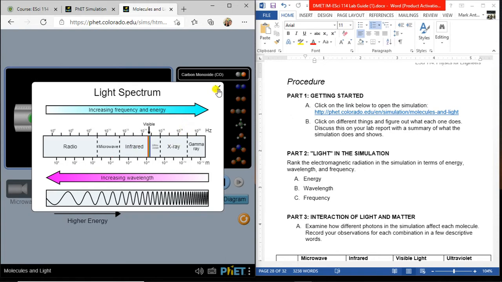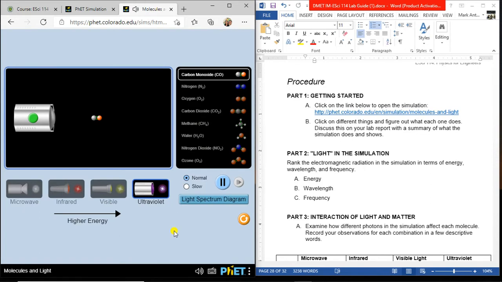So I think you have an idea how you classify in terms of the energy, which has less and which has more, in terms of wavelength, which has the smaller wavelength and which has the larger wavelength, and then finally the frequency, which has a small frequency and which has a high frequency. Okay, so just four: microwave, infrared, visible, ultraviolet.